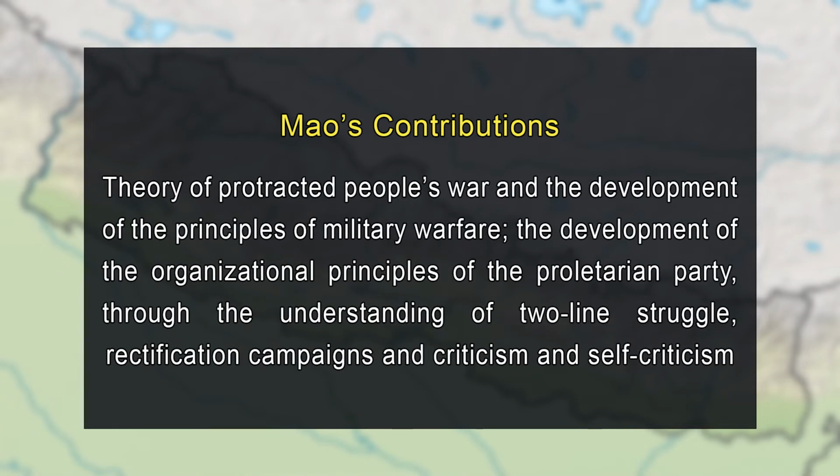3. The theory of protracted people's war and the development of the principles of military warfare, the development of the organizational principles of the proletarian party through the understanding of two-line struggle, rectification campaigns, and criticism and self-criticism.